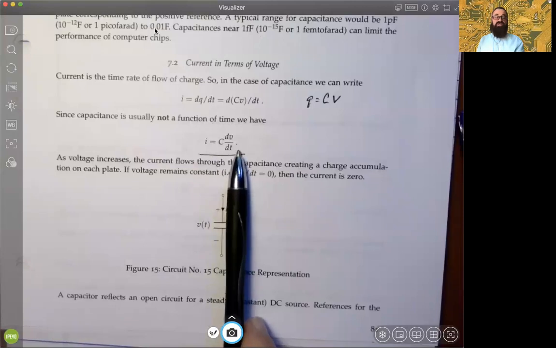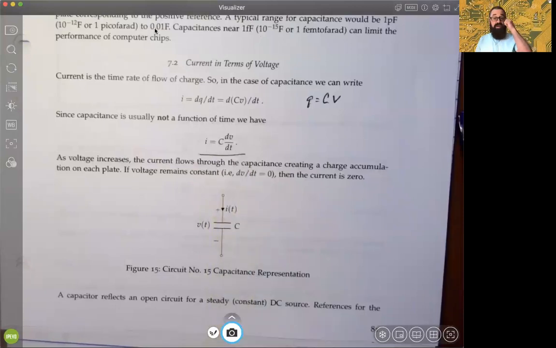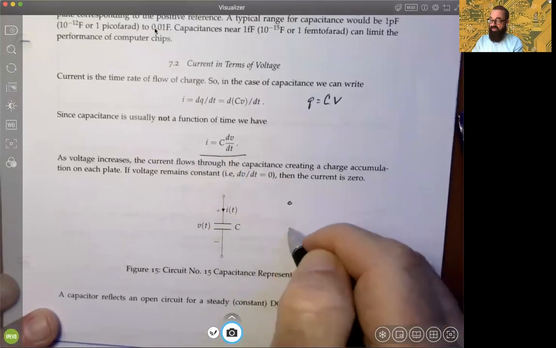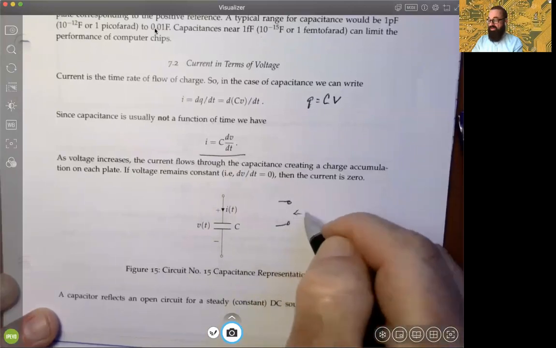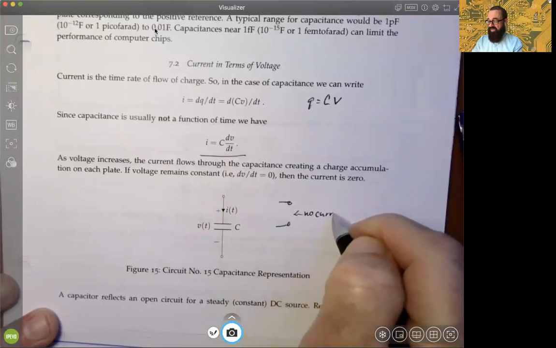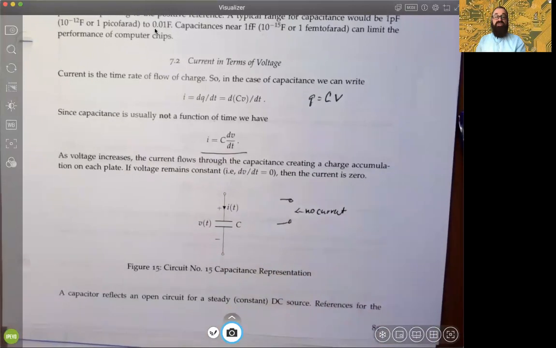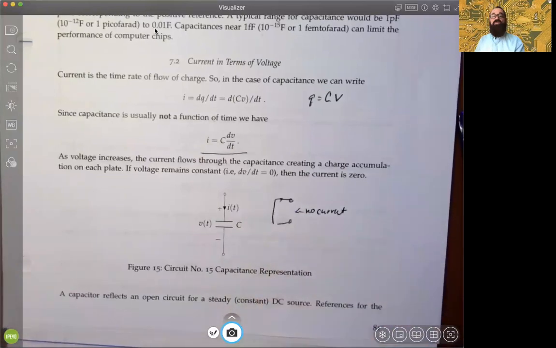And if the voltage doesn't change, then basically you have no current. So that's exactly equivalent to an open circuit, right? So if we have two terminals and we keep them open like that, yes, there's voltage between them, but there's no current, right? So that's the analogy. Zeroing out a capacitor would be replacing it with an open circuit, okay?